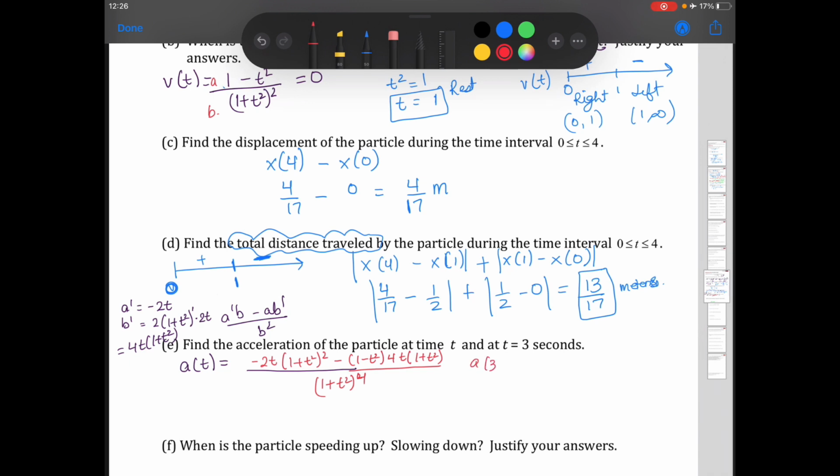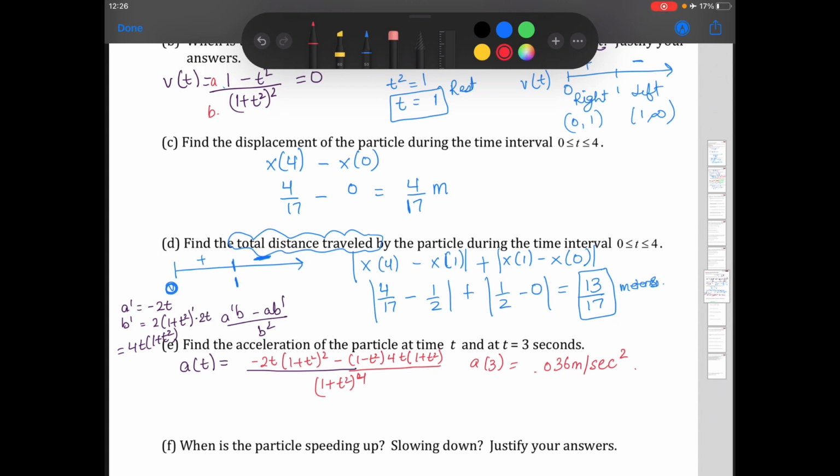So I want to find it at a of 3. Remember, it is a calculator question, so you can just substitute in 3, and I will get a value of 0.036 meters per second squared. Again, remember, this is acceleration, so it's going to be seconds squared, and we round to 3 decimal places in this class. So make sure all your answers are always rounded to 3 decimal places.